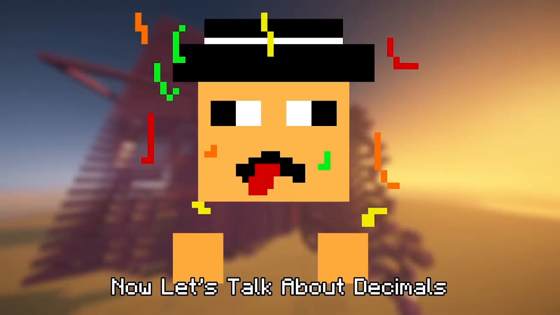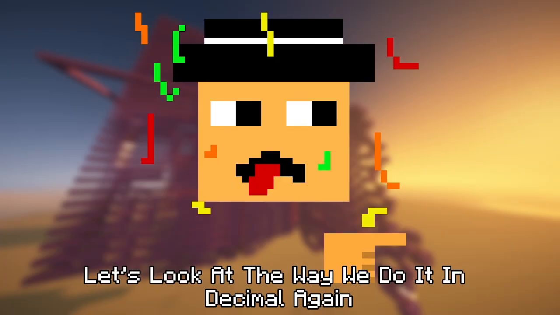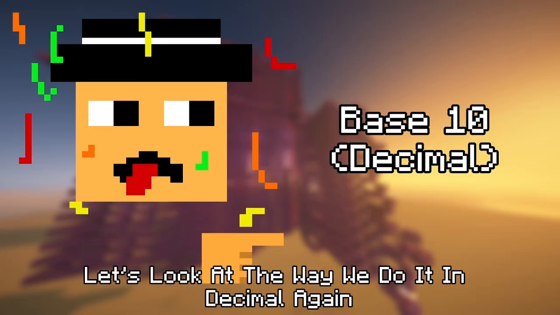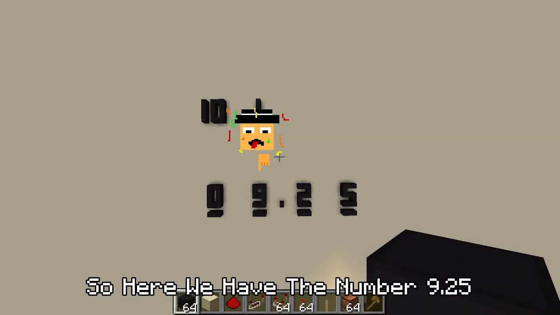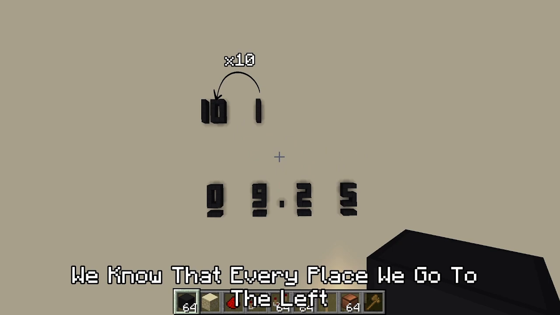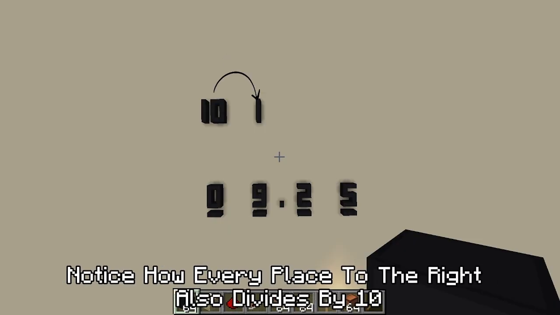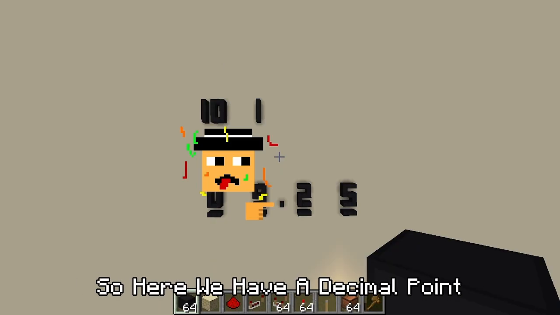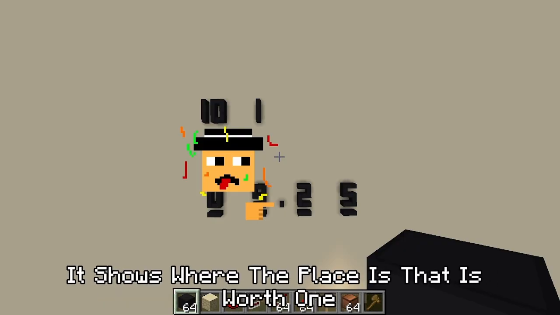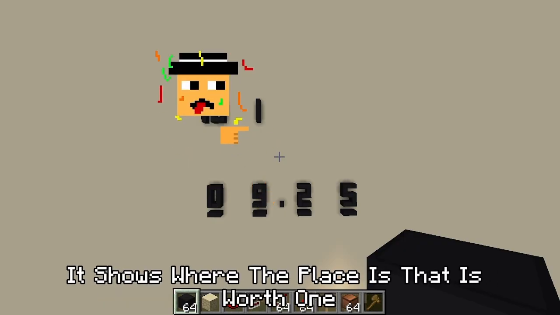Now, let's talk about decimals. Let's look at the way we do it in decimal again. So here we have the number 9.25. We know that every place we go to the left multiplies by 10. Notice how every place to the right also divides by 10. So here we have a decimal point. It shows where the place is that is worth 1.